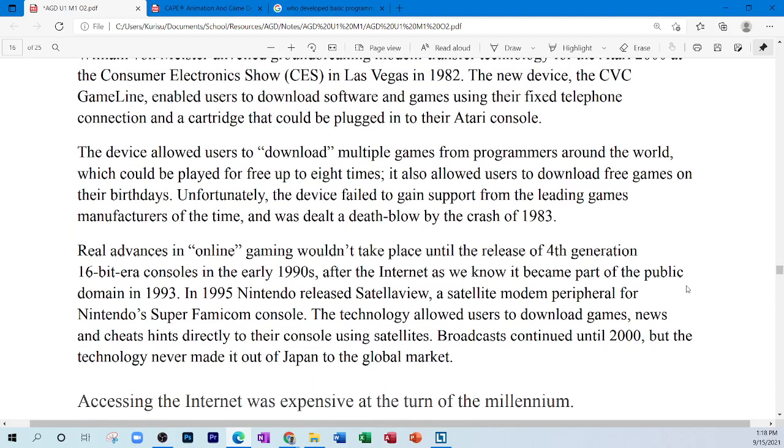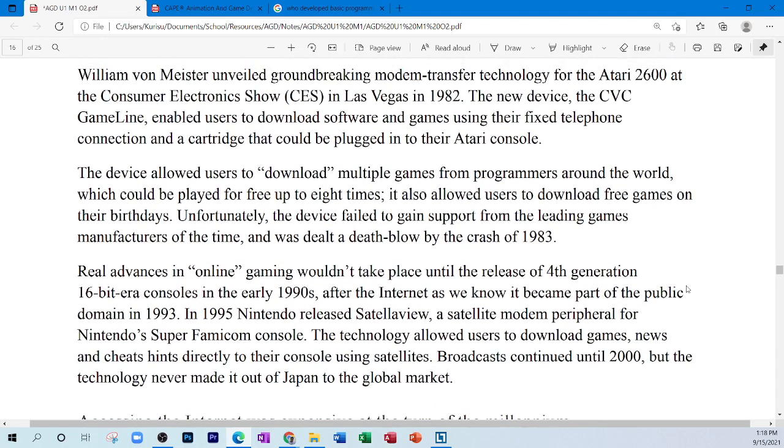Real advances in online gaming wouldn't take place until the release of the fourth generation 16-bit era consoles in the early 1990s, after the internet as we know it became part of the public domain in 1993. In 1995, Nintendo released Satellaview, a satellite modem peripheral for the Nintendo Super Famicom consoles. The technology allowed users to download games, news, and cheat hints directly to the console using satellites. Broadcasts continued until 2000, but the technology never made it out of Japan to the global market.